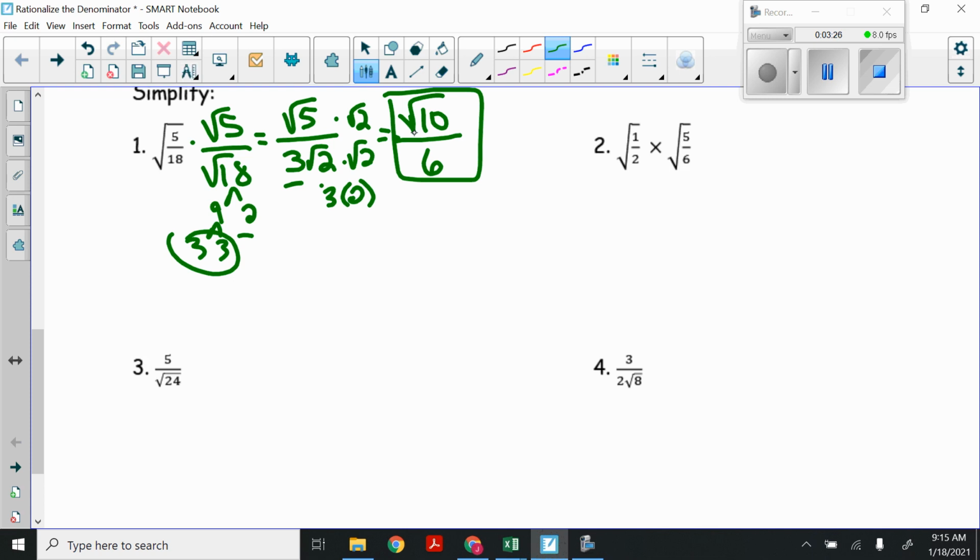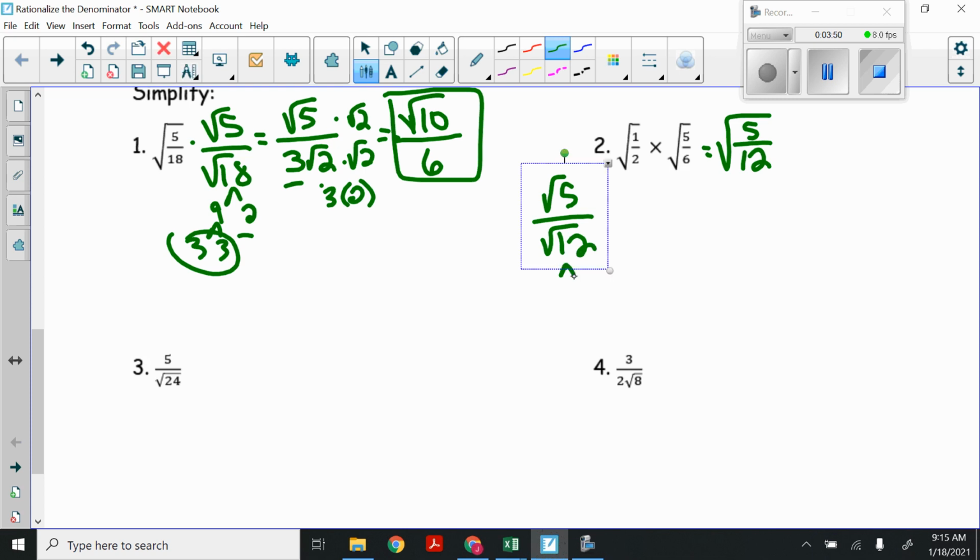All right, number 2, I had the square root of 1/2 times the square root of 5/6. I simply multiply my numbers underneath the radicals together. And remember, to multiply fractions, I multiply the tops together. So 1 times 5 is 5. 2 times 6 is 12. So now I have 5/12. I cannot reduce that by anything, so I'm going to go ahead and separate it. Top is the square root of 5, the bottom is the square root of 12.